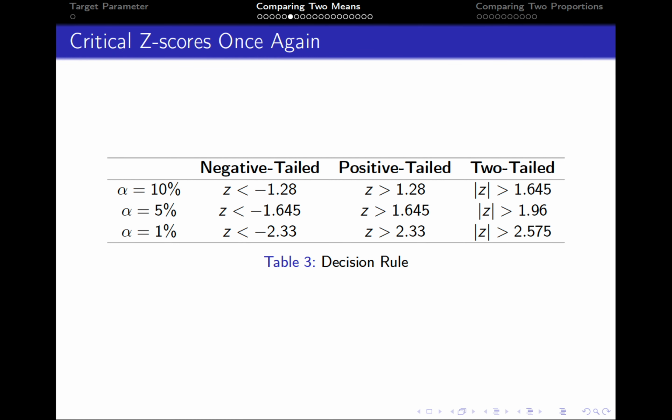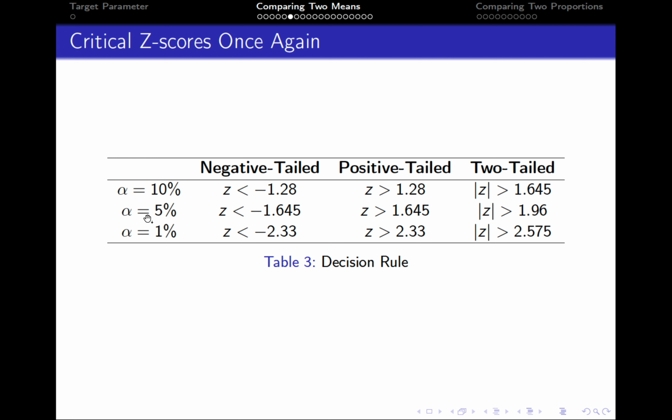Speaking of significance levels, let's have a quick revision of the critical values. When alpha is equal to 10%, so when the significance level is specified to be 10%, the critical z-score for the negative tail test is negative 1.28. For the positive tail test, that would be 1.28. And as for the two-tail test, that would be 10% divided by 2, so the z-score at 5%, which is 1.645.